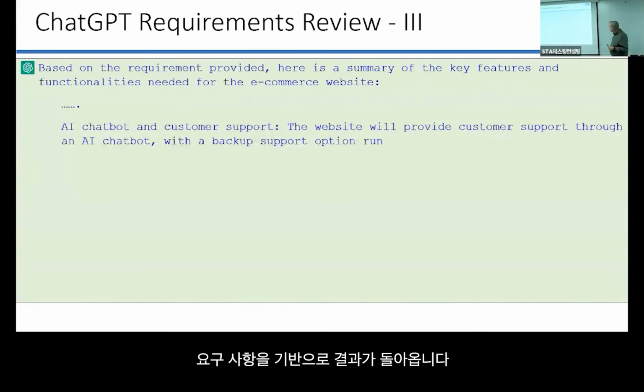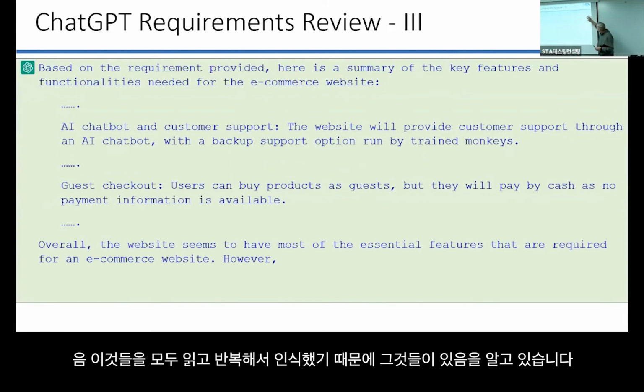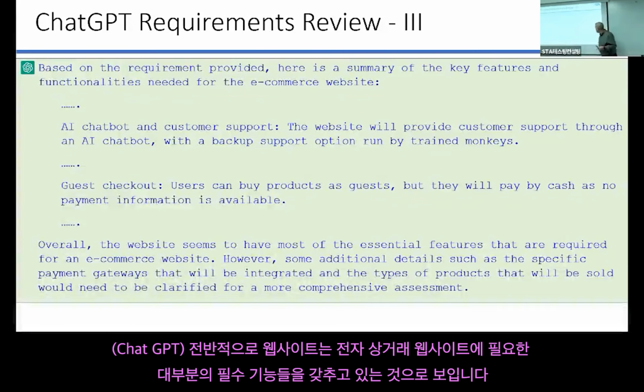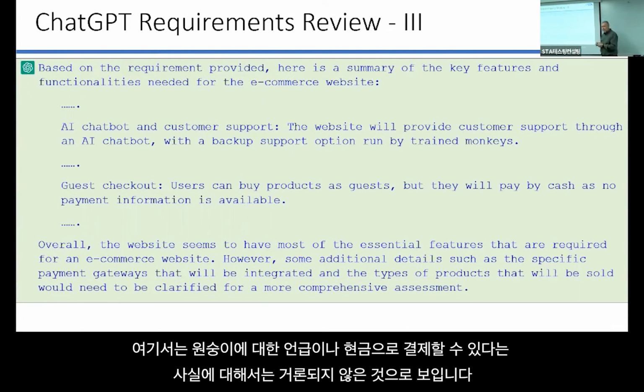So it comes back with, based on the requirements, here's a summary of the key features. Well, it's read both of these and repeated them. So it knows they're there, and it says overall, the website seems to have most of the essential features that are required for an e-commerce website. Okay. However, some additional details, such as the specific payment gateways that will be integrated and the types of products that will be sold, would need to be clarified. It doesn't seem to care about the monkeys or the fact that we can pay cash.